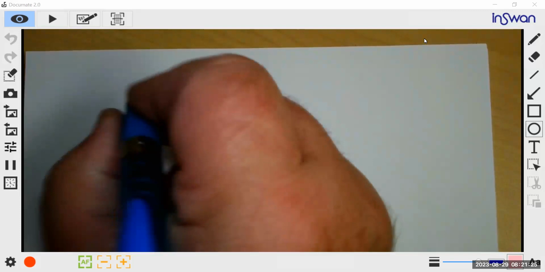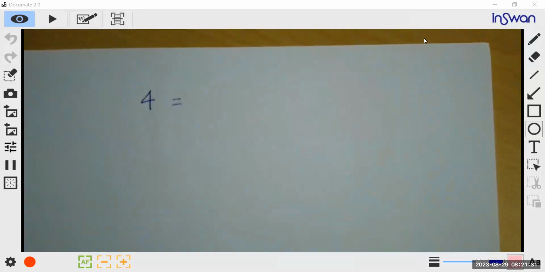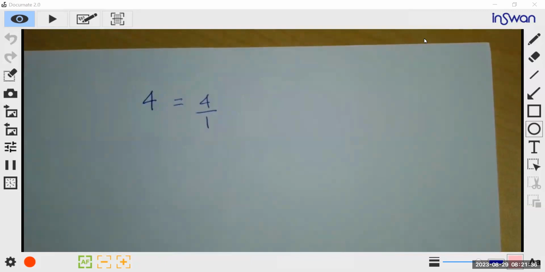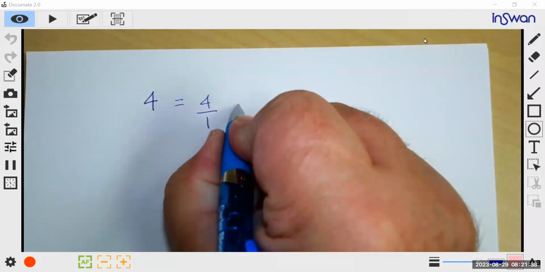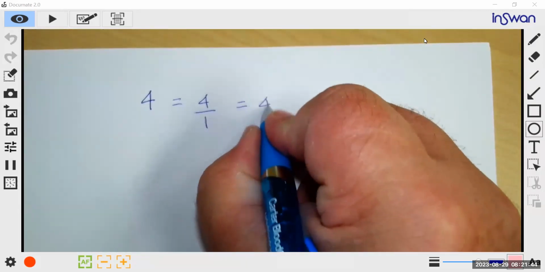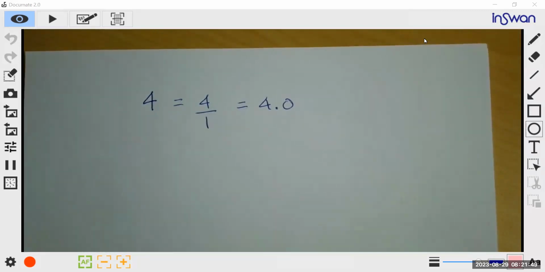For example, the number 4. Is that a fraction? How? 4 over 1. Since it is a fraction, it's also a decimal, 4.0. So every number can be written in either one of these three forms. Why do we have to know that? Well, because when we start dealing with multiplication, division of fractions and decimals, we have to know how they relate to each other.